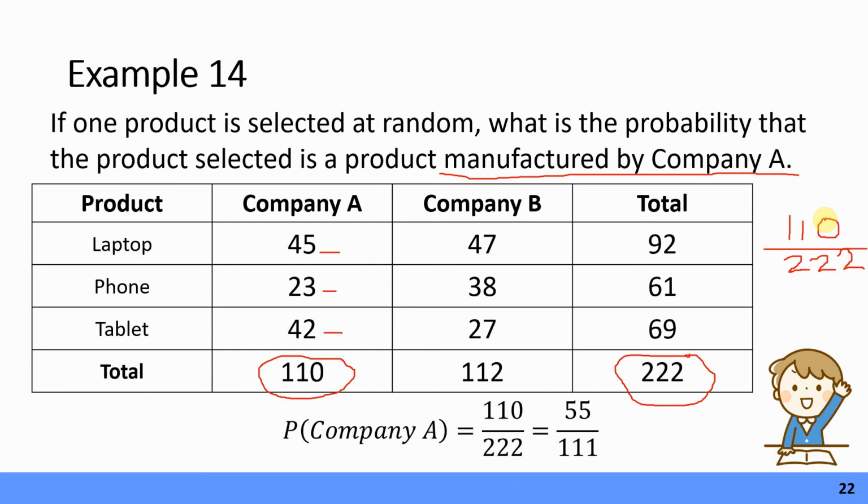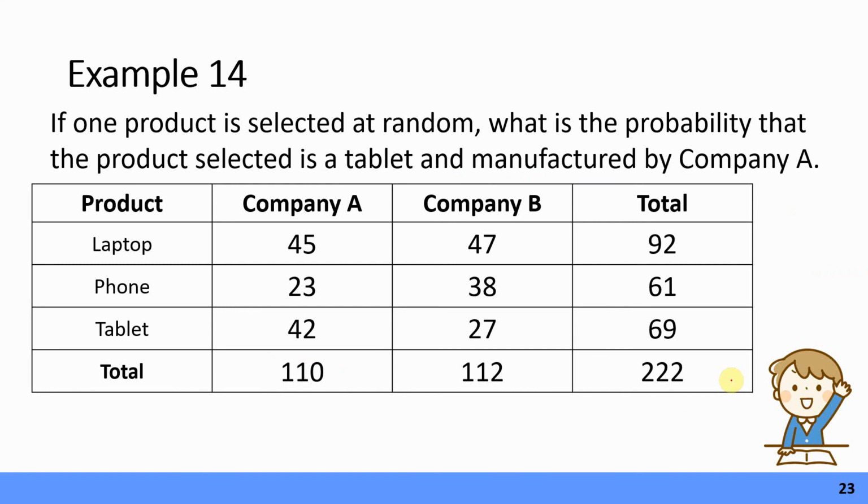So again, make sure you read the question carefully. There's no need to add because the table already gives us a total. So how many products were manufactured by company A? 110 out of the total, which was 222. Simplify and you're done. All right, let's see if this made sense. We only have 2 more problems to go. Same table. Now look at the question.